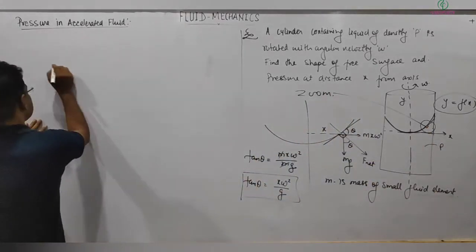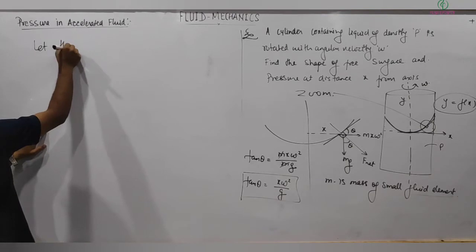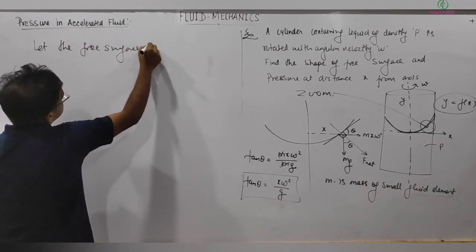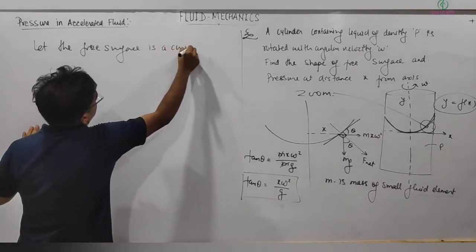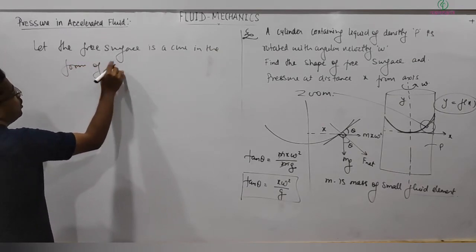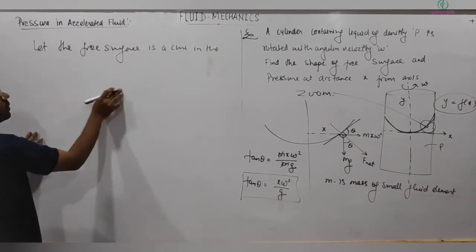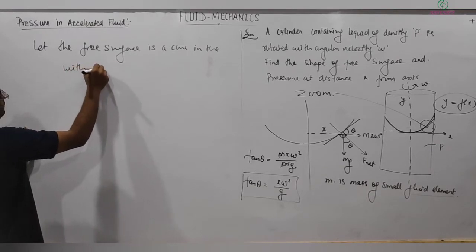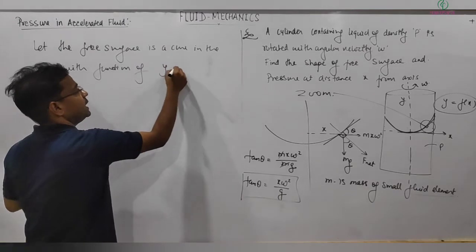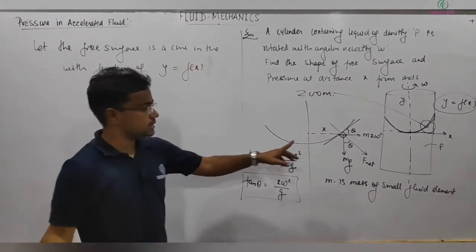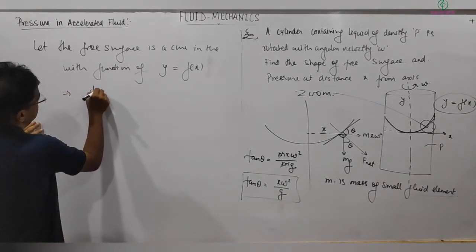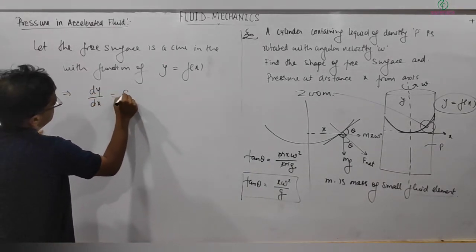So let the free surface be a curve in the form of a function y equal to f(x). Then this is the point whose coordinate is x comma y. Then I can write this implies dy by dx equal to what?